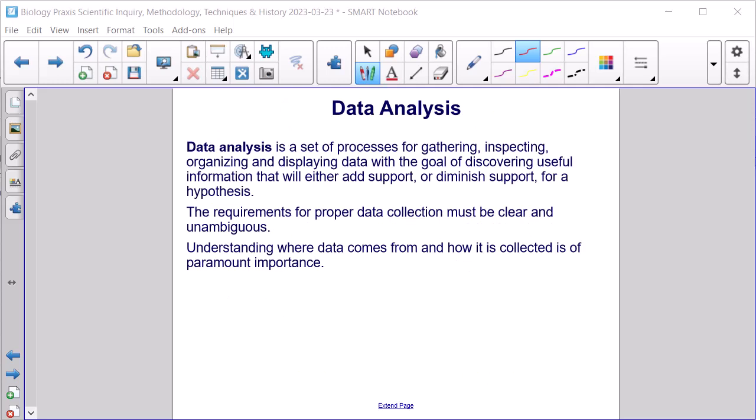Data analysis. Data analysis is a set of processes for gathering, inspecting, organizing, and displaying data with the goal of discovering useful information that will either add support or diminish support for a hypothesis. The requirements for proper data collection must be clear and unambiguous. Understanding where data comes from and how it is collected is of paramount importance.